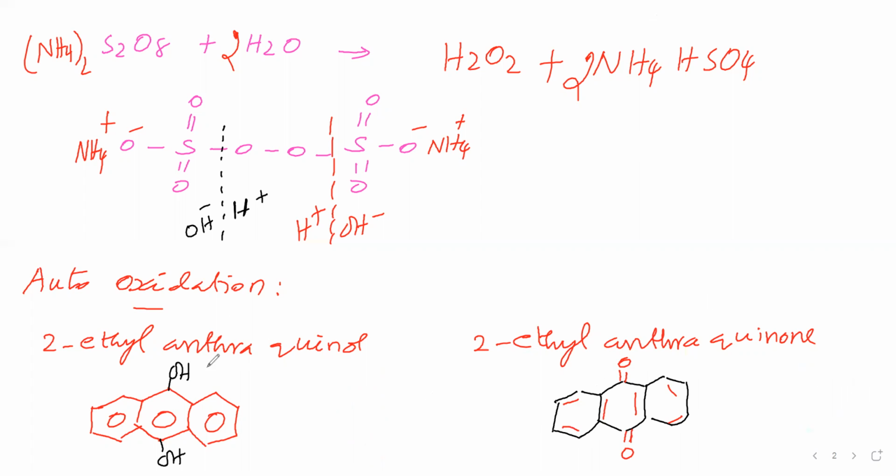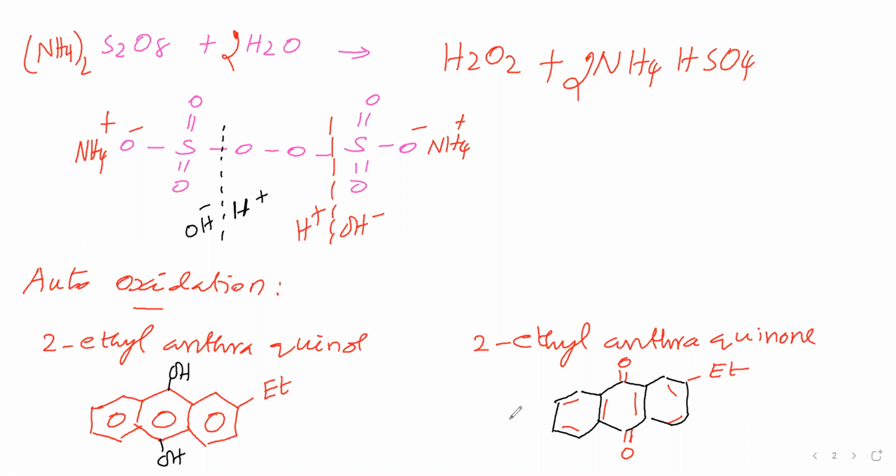Next we have to say 2-ethyl. That means here we have to give numbering. Number 1 we have to start here only in anthracene. It is number 2. At number 2 you give the ethyl group. Et means ethyl, C2H5 like this. So here also you give number 1 here, number 2 here. At number 2 you give ethyl. So 2-ethyl anthraquinol we have taken, and 2-ethyl anthraquinone we have taken.